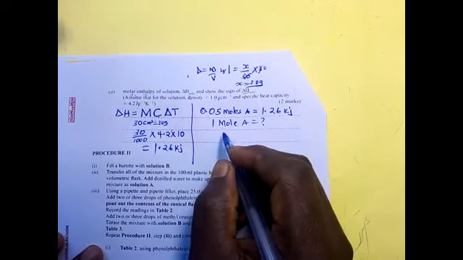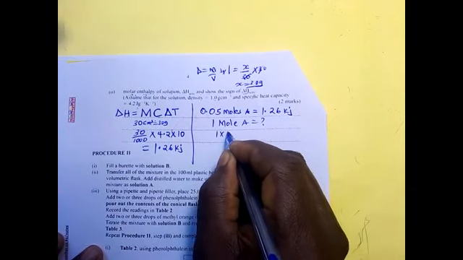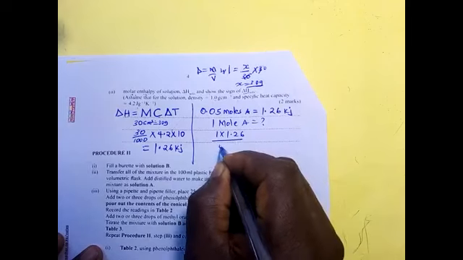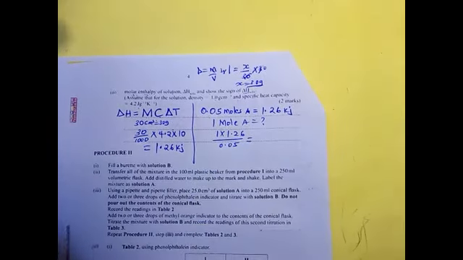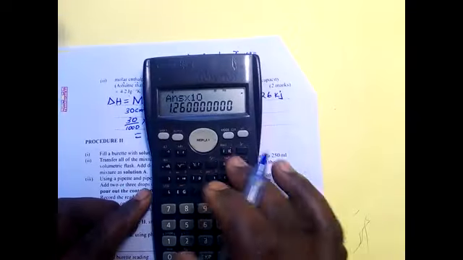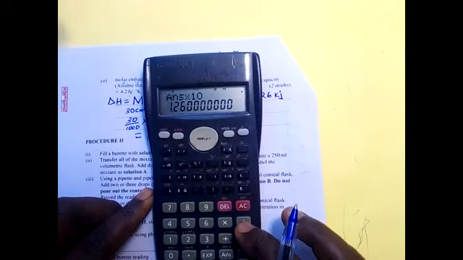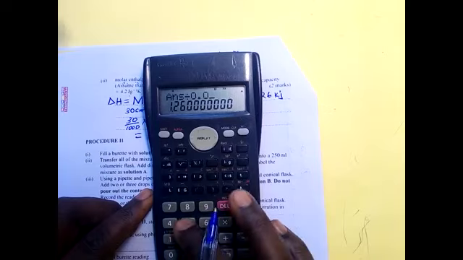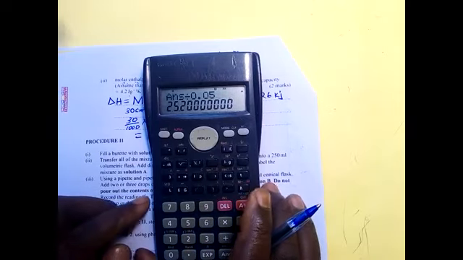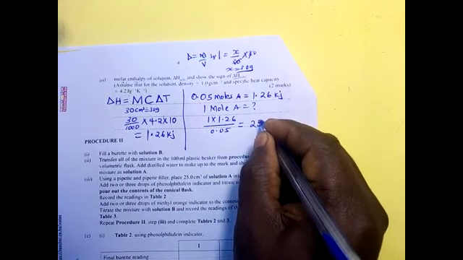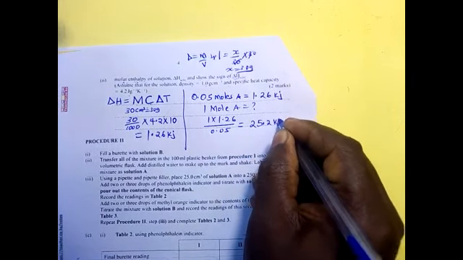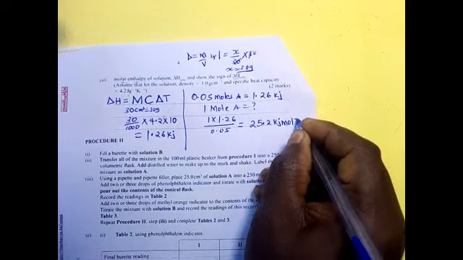So 1 times 1.26 divided by 0.05. Bring your calculator, take this answer, and then divide by 0.05. That gives you 25.2. Now this one is 25.2 kilojoules per mole.